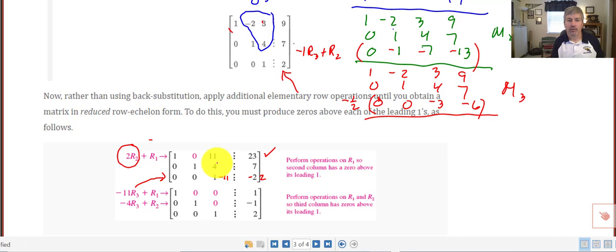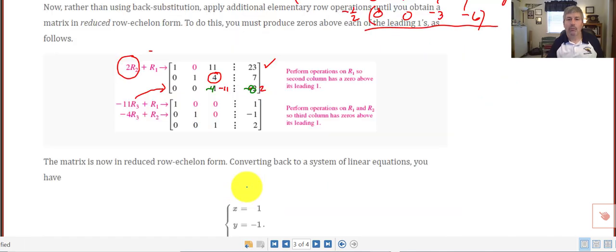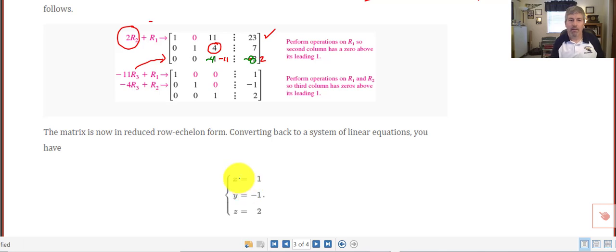So then all we need to do is to get rid of the 4, and they're telling us multiply row 3 by negative 4. So this becomes negative 4, and that becomes negative 8. And we add those two together, and we get a new row 2 of 0, 1, 0, and -8 and 7 is -1. So we've performed our row operations. We have our variables here of x, y, and z. So we can see that z is equal to 2, y is equal to -1, and x is equal to 1.